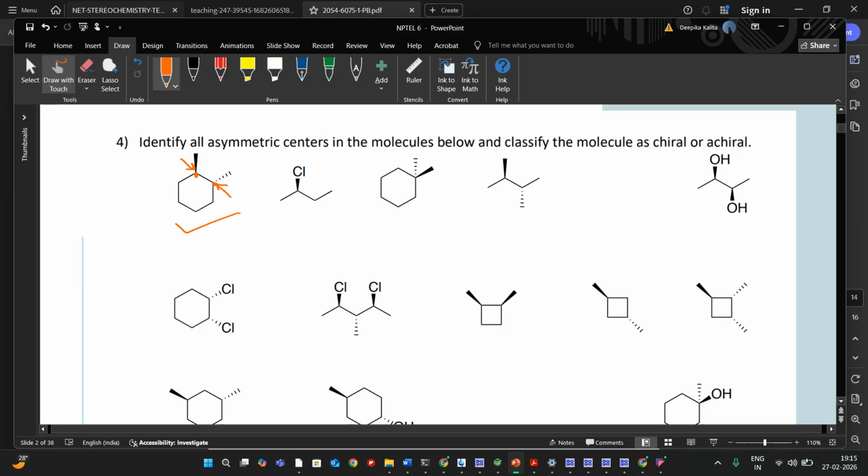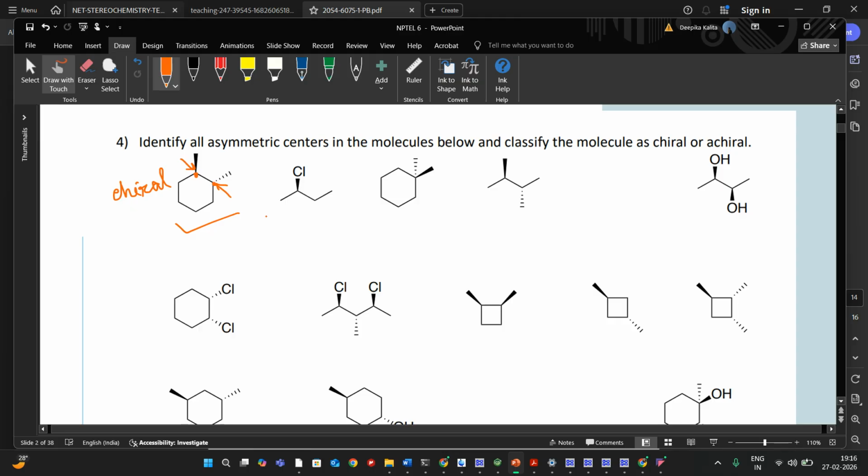Now we are going to figure out whether this molecule is chiral or achiral. This molecule does not have a plane of symmetry. You can even figure out the absolute configuration of these 2 carbon atoms. So we have to announce that this first molecule is chiral.